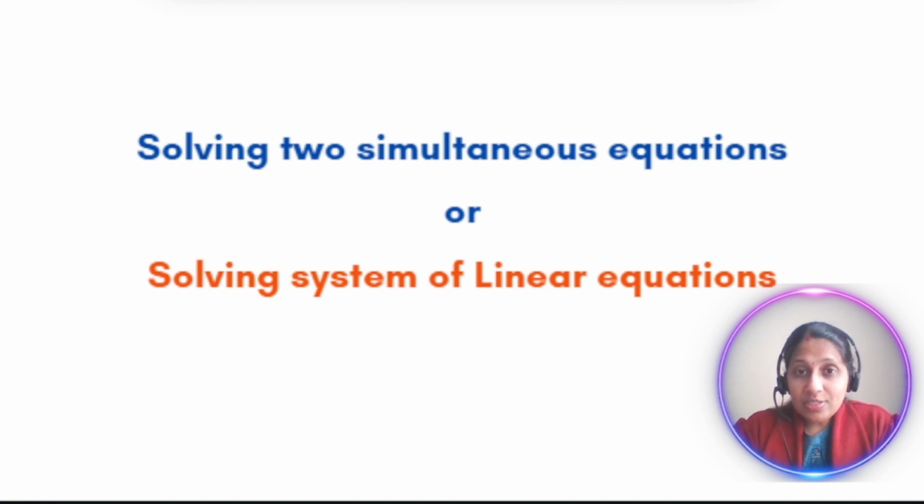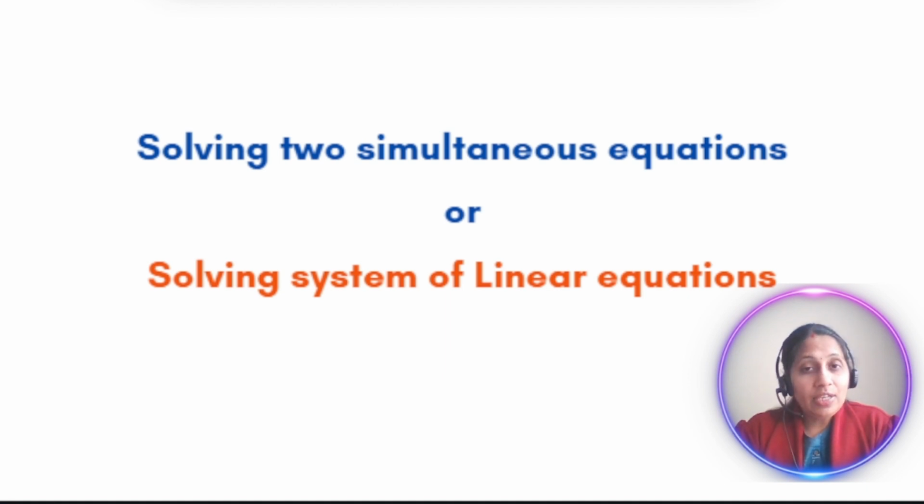Simultaneous equation involves two equations. So, same two unknowns will be there in both the equations. We find one pair, say for example x and y, that works for both the equations simultaneously. The value of x and the value of y will satisfy both the equations. And that's why it's called simultaneous linear equation.